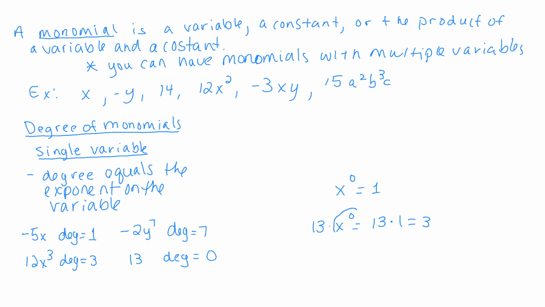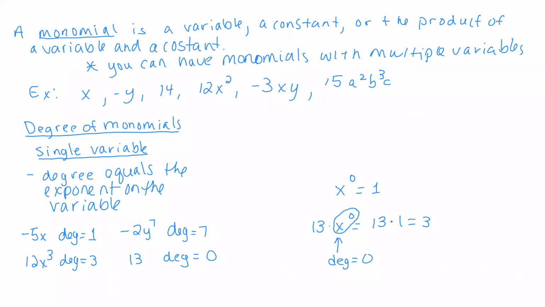But secretly, we have this x to the 0 power, which would tell us that the exponent on x is 0. We know the degree of a monomial is equal to the exponent on the variable. So that's kind of how we secretly get that degree of 0. So anytime you have a constant, it has a degree of 0. Anytime you have a monomial that has just one variable in it, you simply have to look at the exponent.